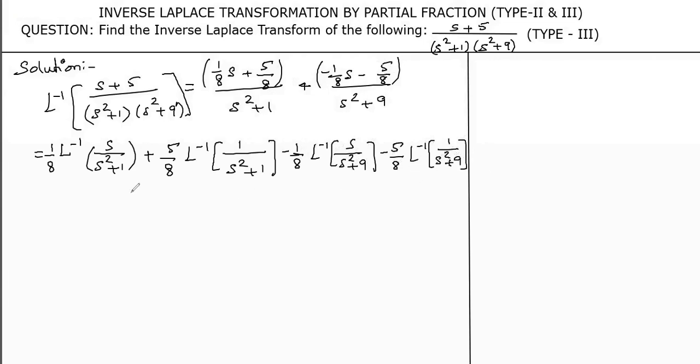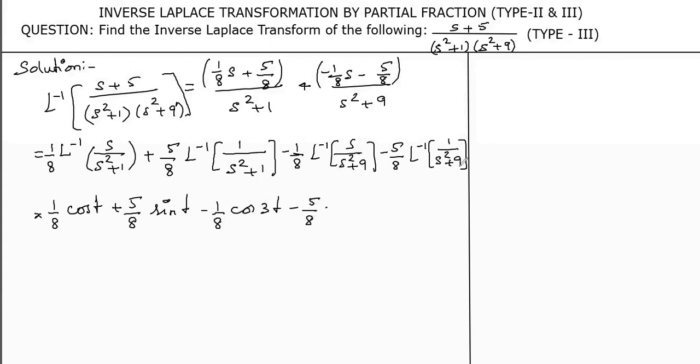Now what happens after finding this? Let's apply Laplace inverse. 1 over 8 will be there. The numerator is having s, so it will be cos, cos t. See the coefficient here, s square plus 1, so a is 1 here. So now plus 5 over 8, Laplace inverse of 1 over s square plus 1. The numerator is having only 1 here, so sine is the answer, sin t, since a is 1 here. Minus 1 over 8, numerator is having s, again cos 3t, minus 5 over 8.